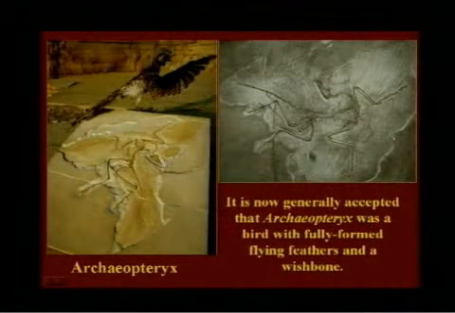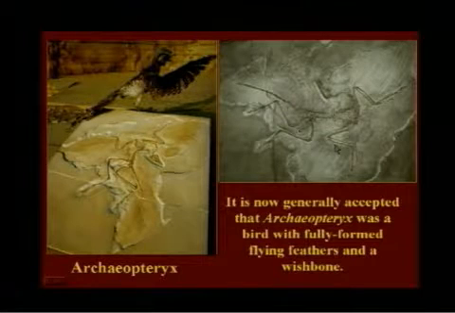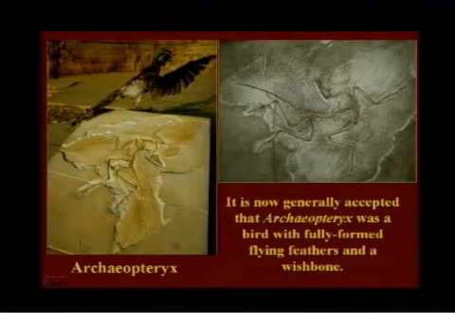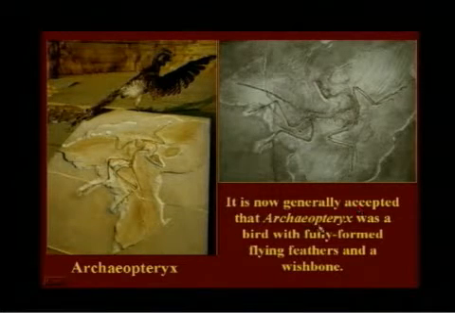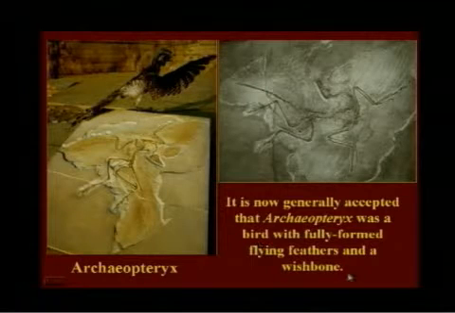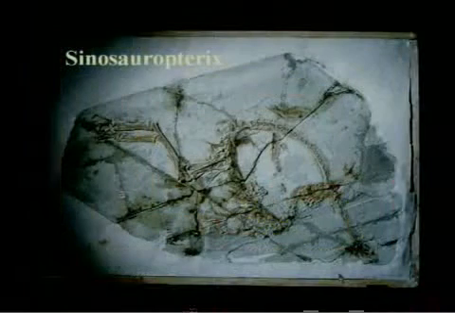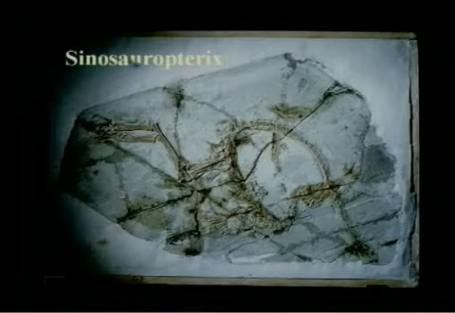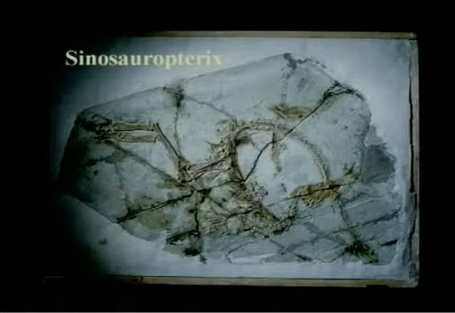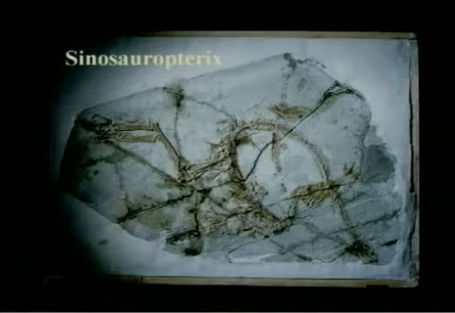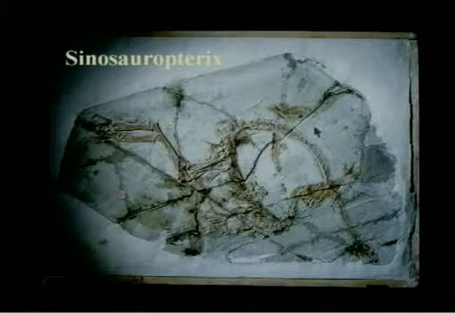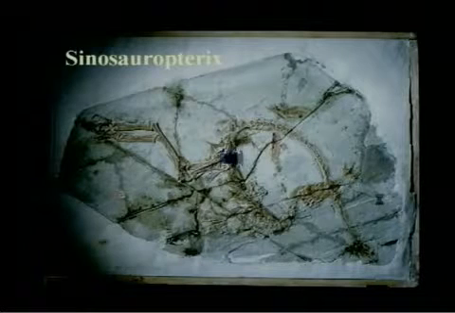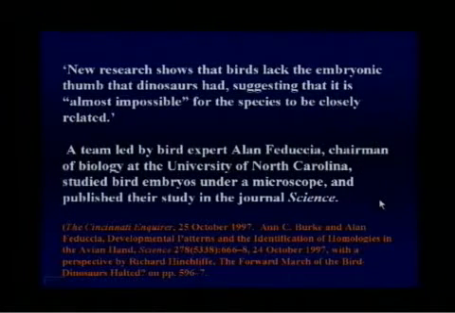And we have fossils where there are feathers, and there was a transition from the dinosaurs to the birds. Archaeopteryx, a very famous fossil, is now generally accepted to be a bird with fully formed flying feathers and a wishbone. Here is the prime candidate today for the transition. This is Sinosauropteryx, and there is the fossil. And if you look carefully, you'll see these little things over here, which seem to be feather impressions, although they're not very clear as feather impressions at all. And we'll see what the top scientists in the field have to say.